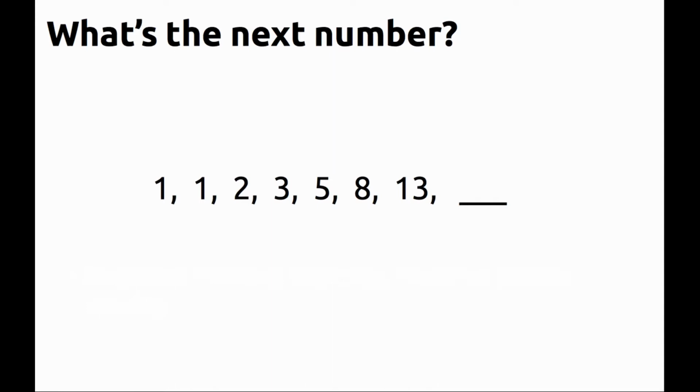To demonstrate the difference between computer science and computer programming, let's take a look at this problem. Pause the video and see if you can identify the next number in this sequence. Here's the pattern. After the first two numbers, each following number is calculated as the sum of the previous two numbers. 1 and 1 is 2, then 1 and 2 is 3, then 2 and 3 is 5, and so on. The next number in the sequence is 8 plus 13, or 21. And it goes on up from there.